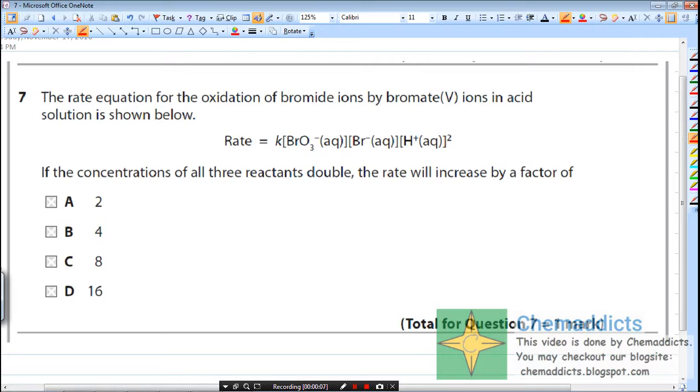Okay fellas, so today we're gonna study the rate equation. Okay, so let's get started. The rate equation for the oxidation of bromide ions by bromate 5. Well, we have discussed in detail the problem where it includes this reaction, oxidation of bromide ions by bromate 5.